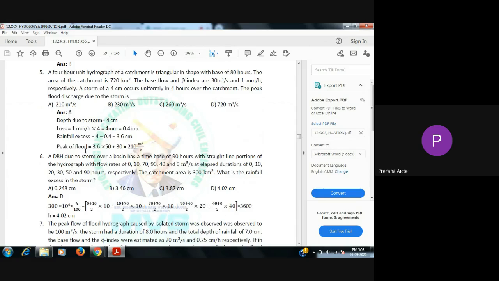Now what is the peak of the flood actually? With that 3.6 centimeter, let's see. If you separate the base flow here, and with the triangular shape, the area is peak into 710 square kilometer, that is 710 into 10 power 6 square meters into 1 by 100. If you get it, you are supposed to get this value. Plus 30, the base flow. What is base flow? 30 meter per second. So if you add the base flow, you can get the total hydrograph like this.